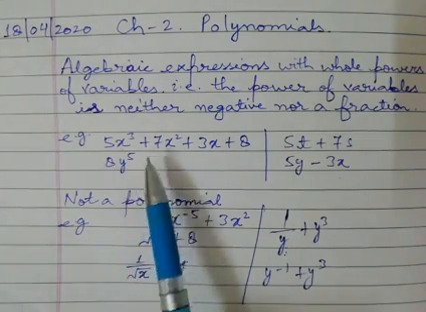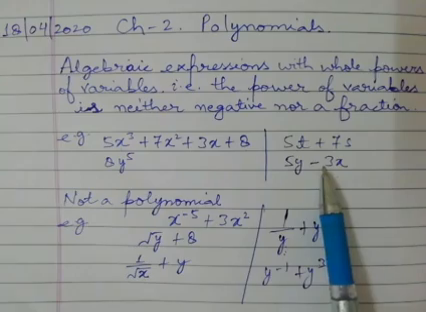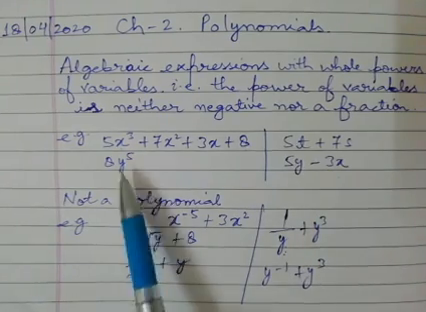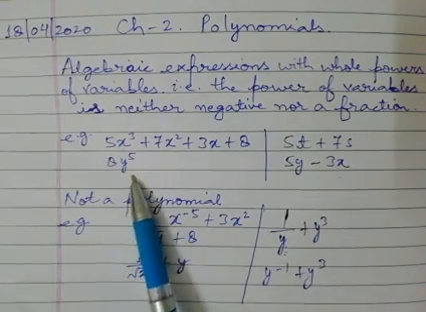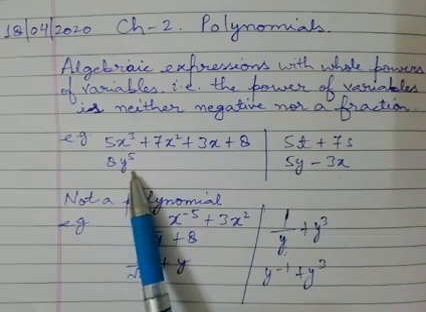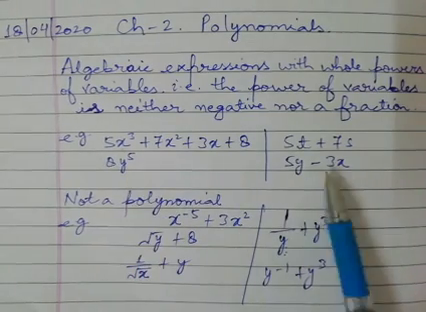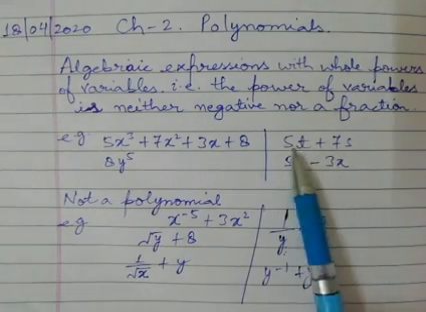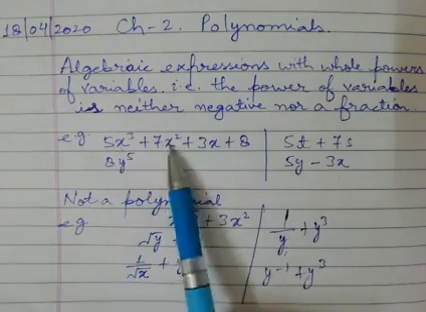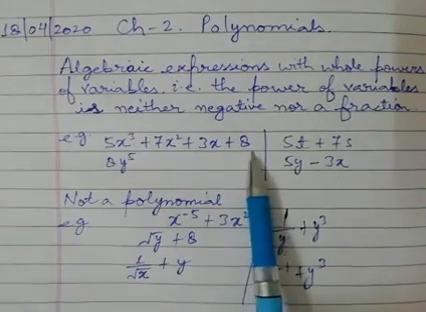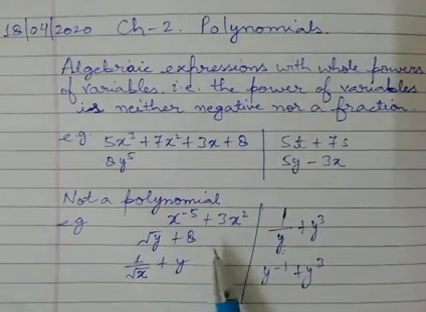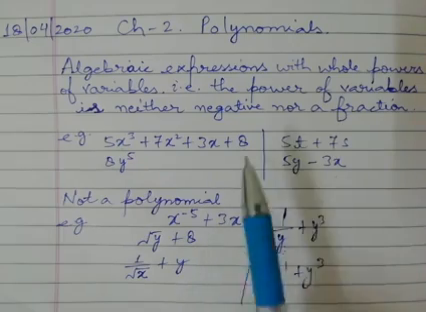So these plus and minus signs separate the terms. In this one there is no plus or minus sign, so it is one term only. Here are two terms, here are also two terms. In this, 1, 2, 3, 4, here are four terms. Okay, so now what are polynomials?